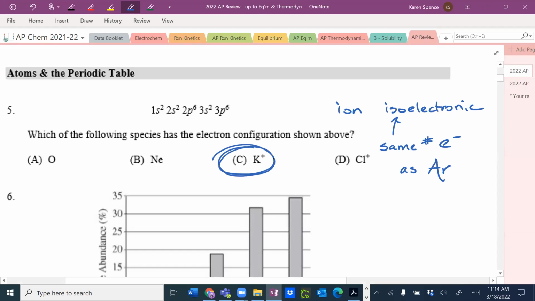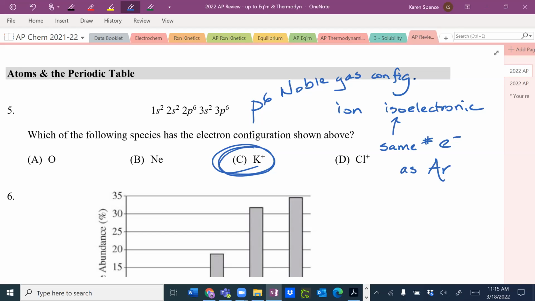Yes. Okay. And anytime you see a P6, you're going to have a noble gas configuration. So you will either have a noble gas or you will have an ion, which is in its most common form, because remember the ions form in order to gain that noble gas configuration.